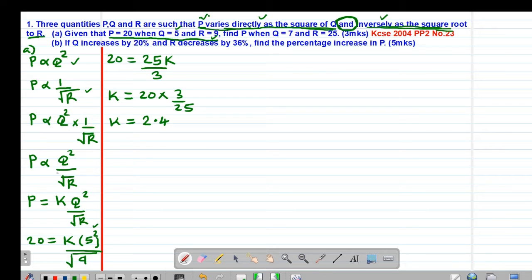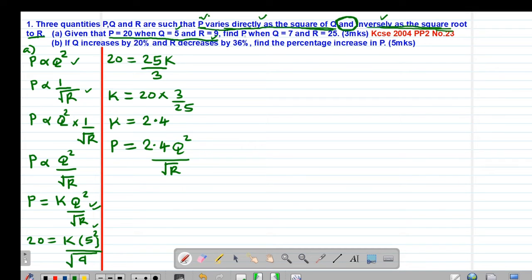So it simply means that my equation, remember the equation was this one, we simply substitute k. The equation connecting P, Q and R will be given by P equal to k, but the value of k is 2.4, so this will be 2.4 multiplied by Q squared, then we divide by the square root of R. So this is the equation connecting P, Q squared, and of course R.